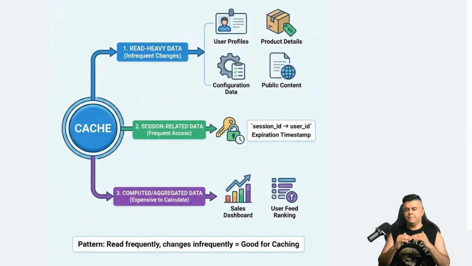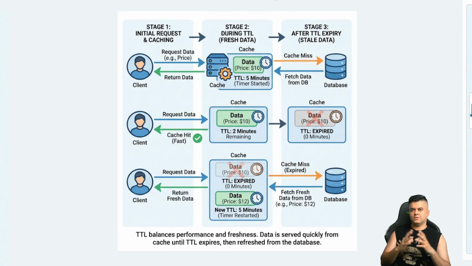And the third bucket is computed or aggregated data. Sometimes you have data that's expensive to compute, like a user's feed ranking or a dashboard showing total sales for the month. Instead of recalculating this on every request, you compute it once, cache the result, and serve it from the cache until it needs to be refreshed. So the pattern is that if the data is read frequently and doesn't change constantly, it's a good candidate for caching. Now, since we're doing system design, we'll talk about trade-offs.